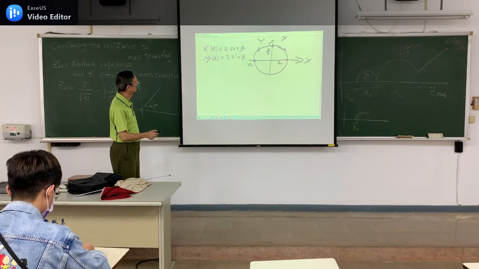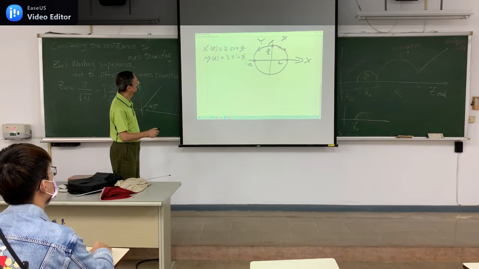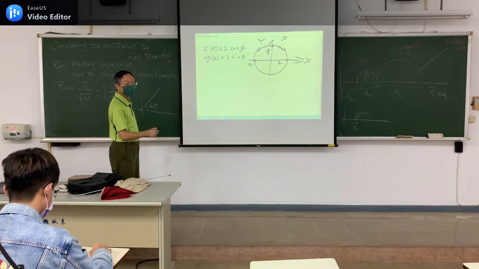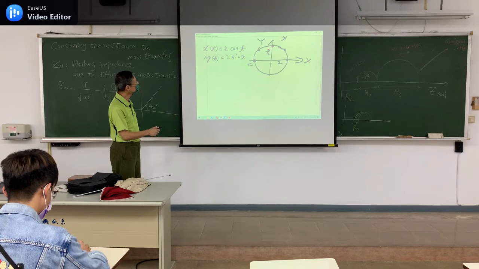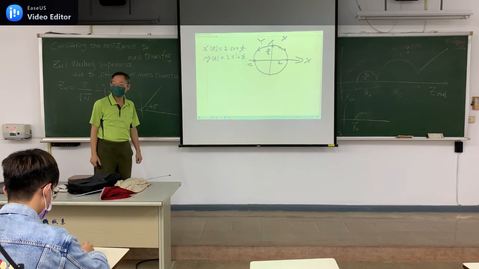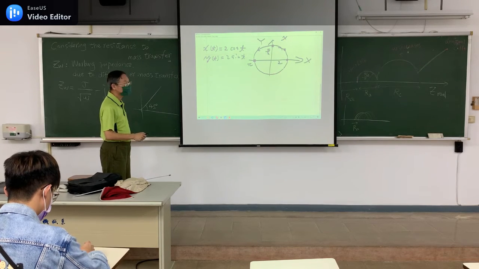When t is 0, it is here. When t is 1, it is somewhere here. When t is pi over 2, about 1.57, it is here. When t is pi, it is here, and so on. So this is a parametric way to represent this curve.